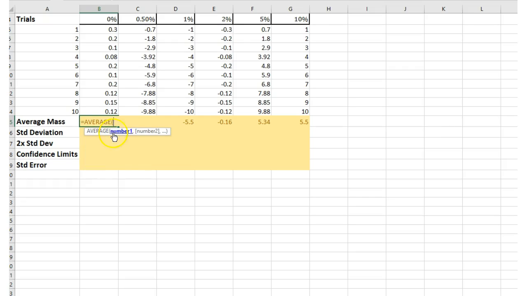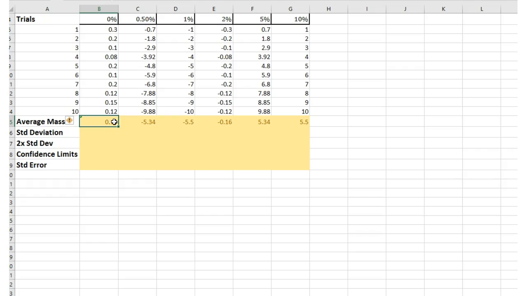Click on that, and then it says, what numbers do you want me to average? Well, you just have to highlight them by going like this. Highlight all of those numbers that you want to find an average for, close your brackets and go enter. And there you have your average.